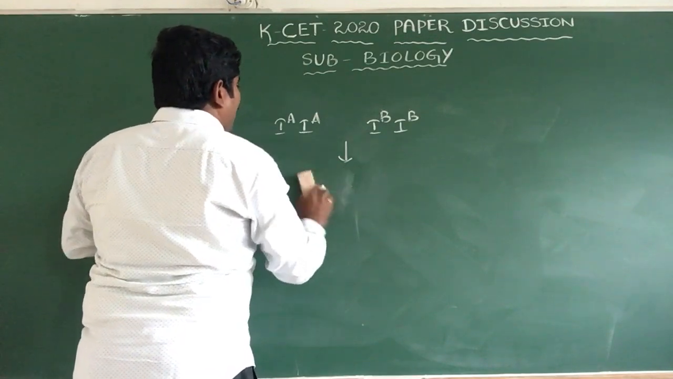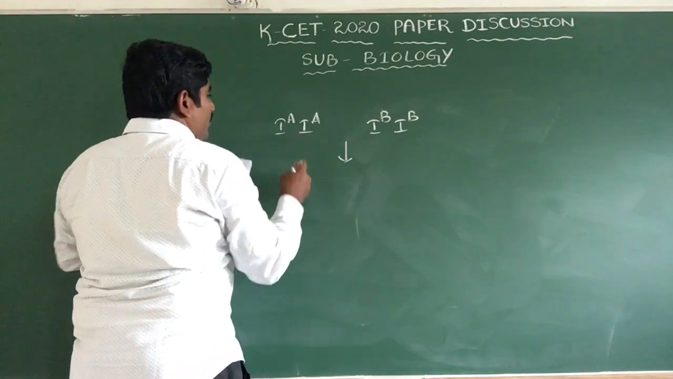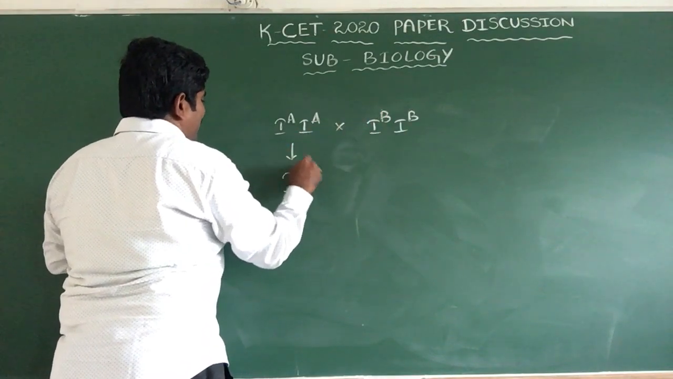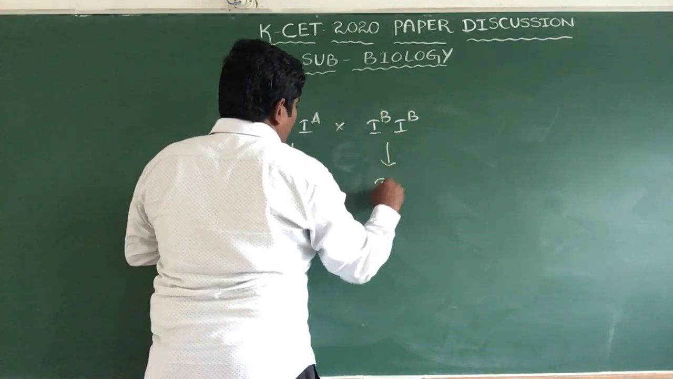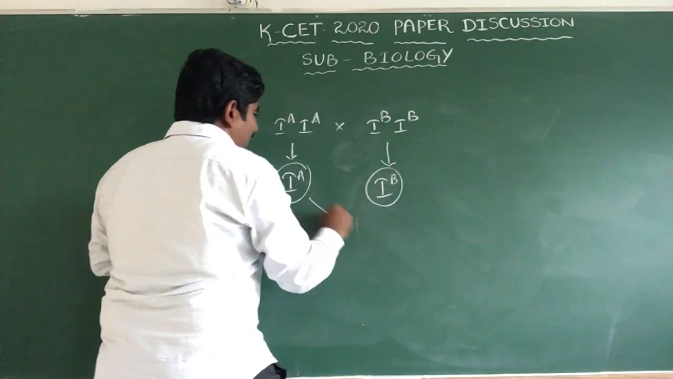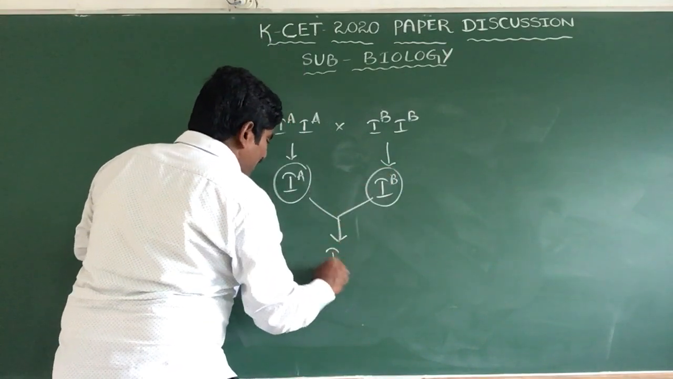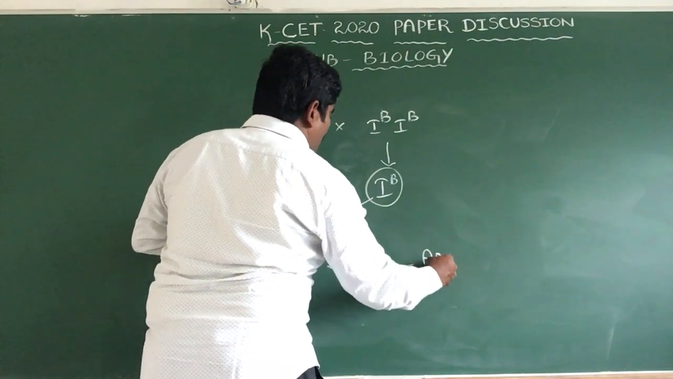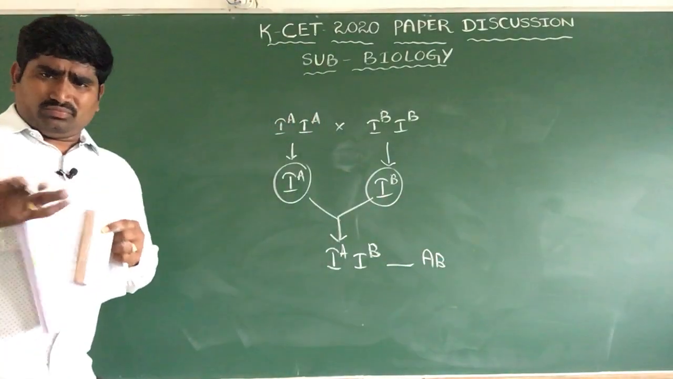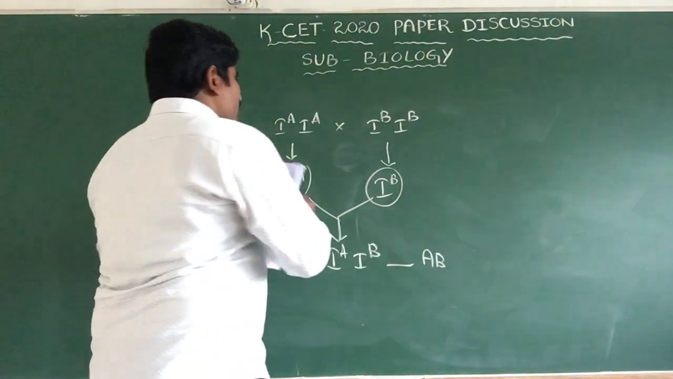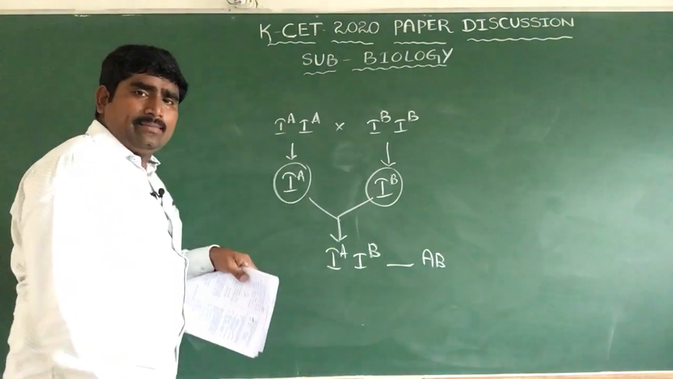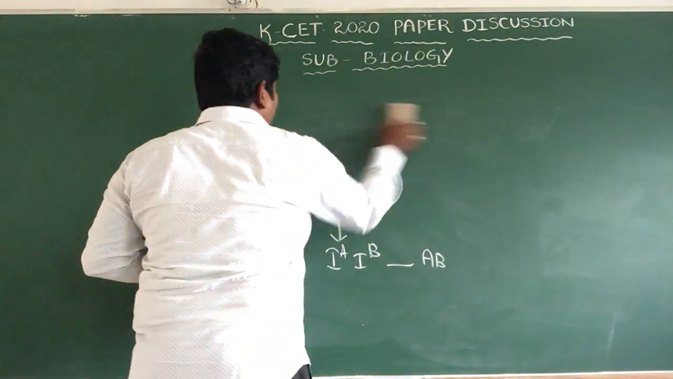Clear or not? If, for example, we have taken this cross like this, from this, what will happen? This is only one gamete, and from this also only one gamete. So when it happens, only capital IA and IB will form. So only one blood group will form. They have given how many maximum number of blood groups will be formed, so this option we cannot take.